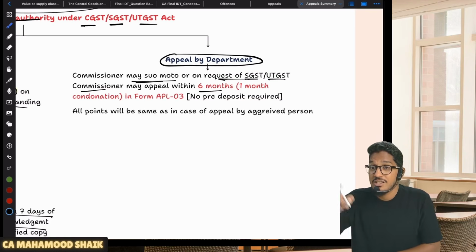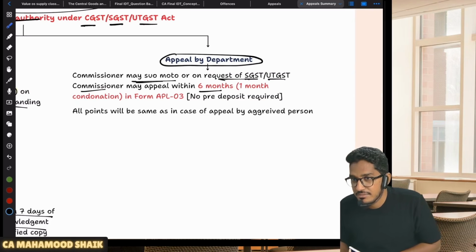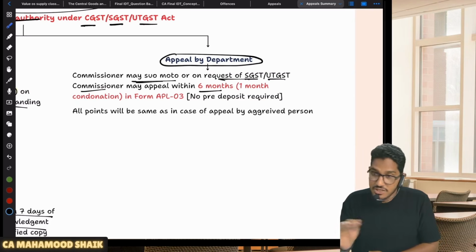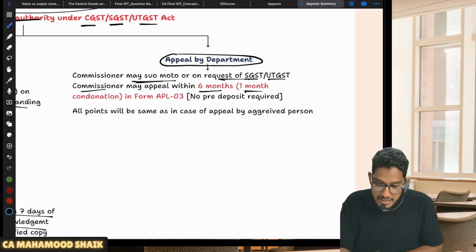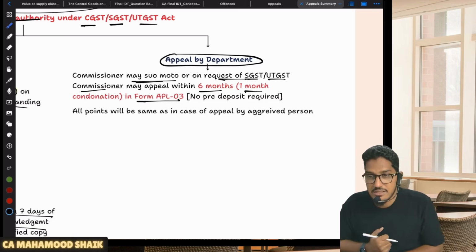For him, how much duration is there? 6 months, from the date of communication of the order. And for him, 1 month condonation is applicable. And he can file an appeal in form APL 03.